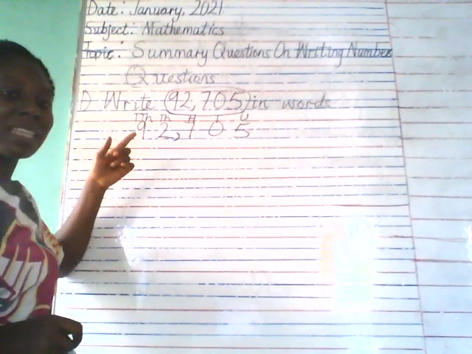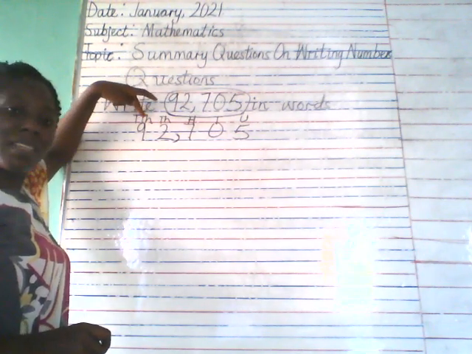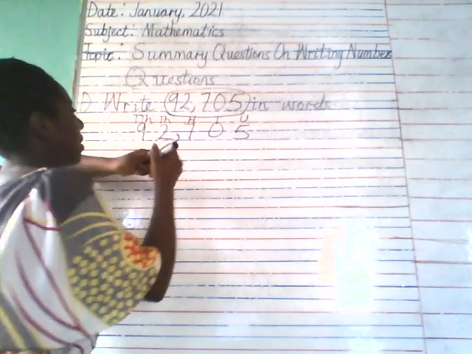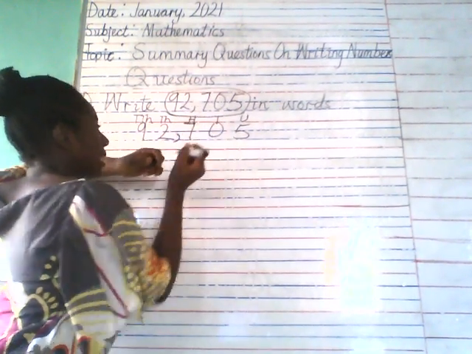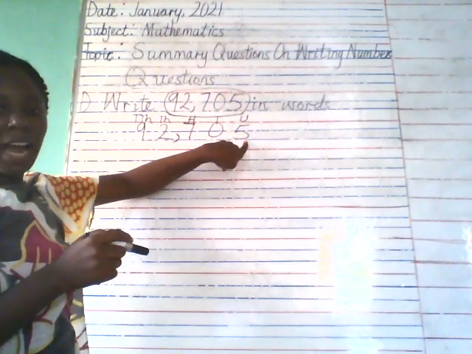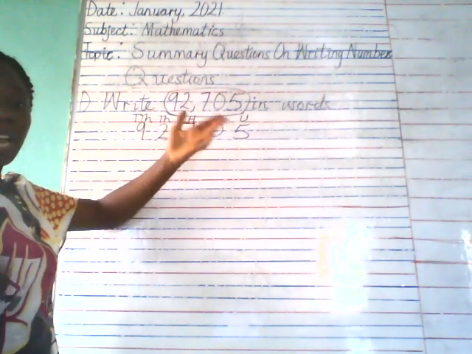9 and 2 is what? 92. Now look up. 9 and 2 have TH, which is thousand on there. That means I have 92,700. Do you know that this is 7? This is 7. So I have my 92,705. It's just 5 there. 0 means nothing. So this is 92,705. Now let's write it.